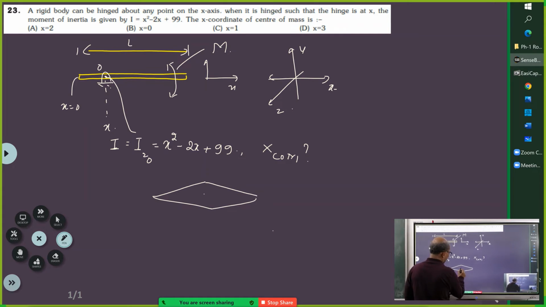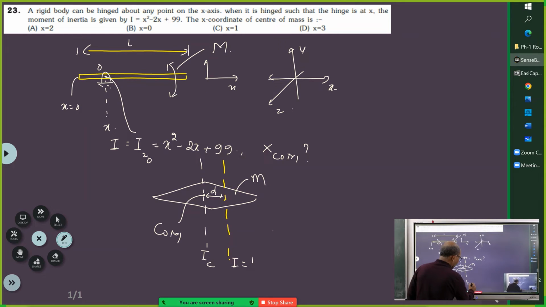So if you have this body, and this is the center of mass, and you have an axis passing through the center of mass, the moment of inertia about this axis is, suppose, IC. Then you take some other axis which is parallel to this axis. The moment of inertia about this axis will be, if you take this distance as d and the mass of this is m, I equal to the moment of inertia passing through the center of mass plus m d square. This is the parallel axis theorem, correct?